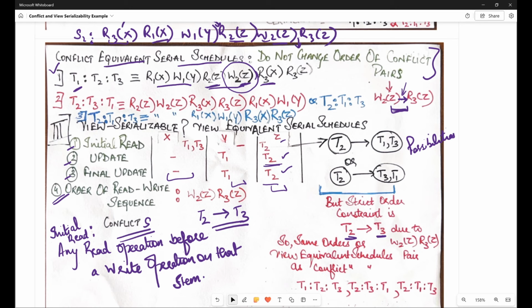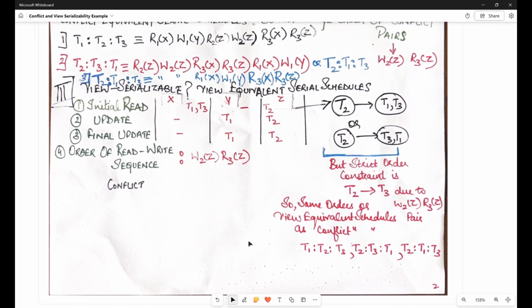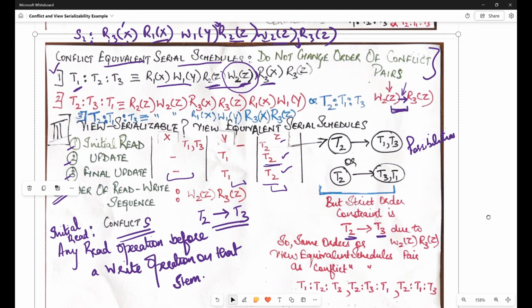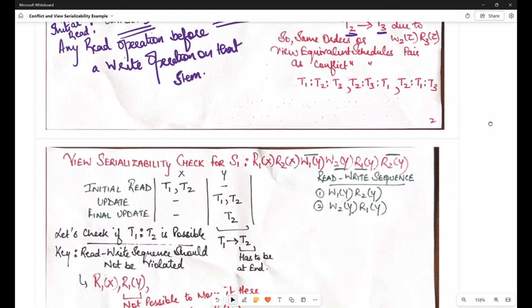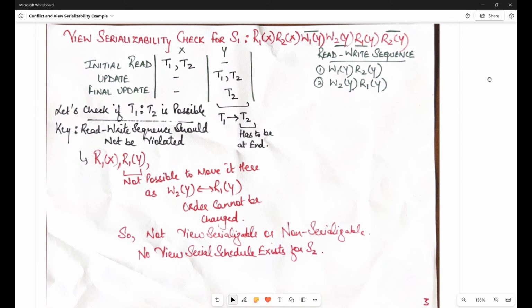Now let's come to schedule number 1, which was non-conflict serializable, and for which we have to identify whether it is view serializable or not. So, view serializability check for S1. I've written S1 again over here because we need to work with it. First we have to write down the conflict pairs, because when we check for read-write sequence, we have to check these. So I've written the conflict pairs.